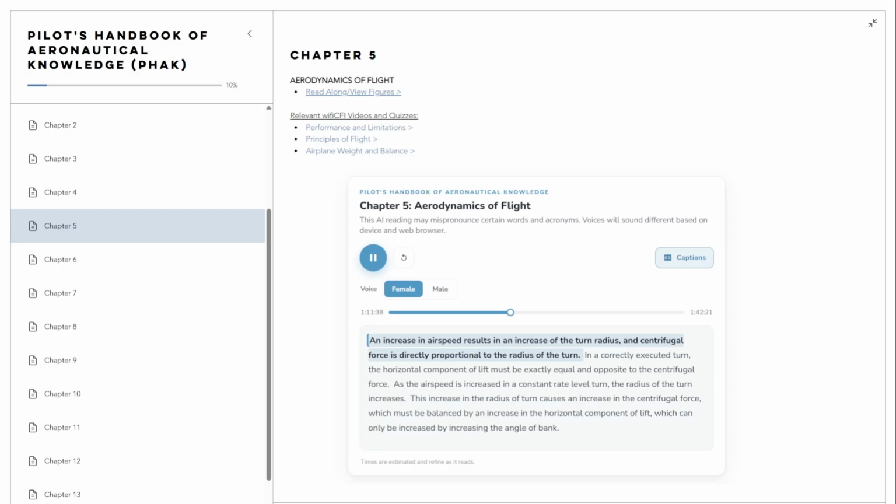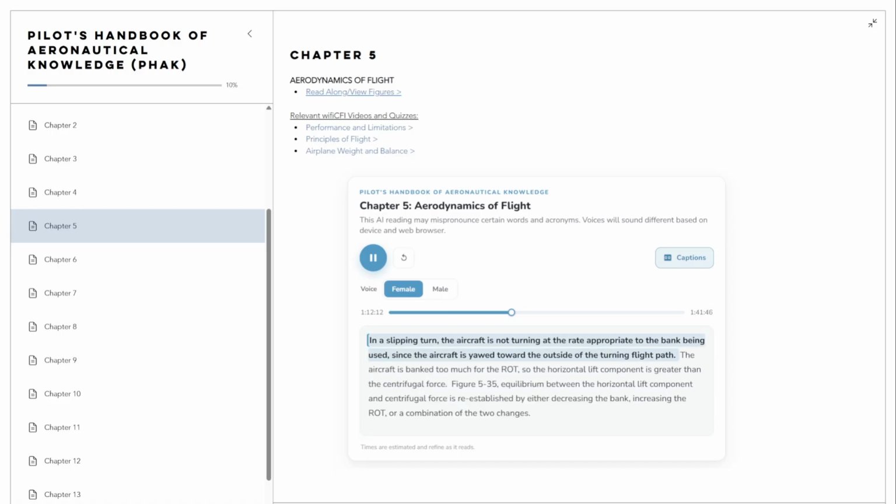An increase in airspeed results in an increase of the turn radius, and centrifugal force is directly proportional to the radius of the turn. In a correctly executed turn, the horizontal component of lift must be exactly equal and opposite to the centrifugal force. As the airspeed is increased in a constant rate level turn, the radius of the turn increases. This increase in the radius of turn causes an increase in the centrifugal force, which must be balanced by an increase in the horizontal component of lift, which can only be increased by increasing the angle of bank.